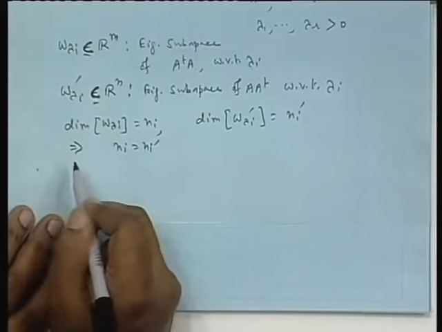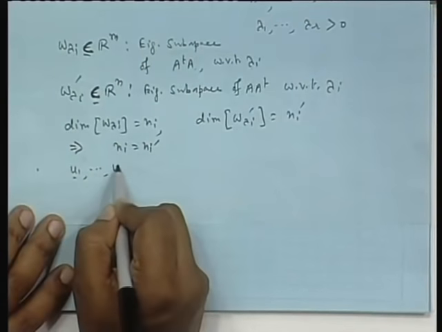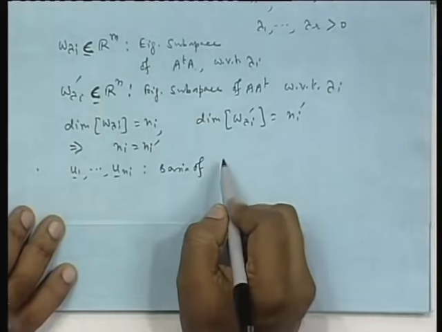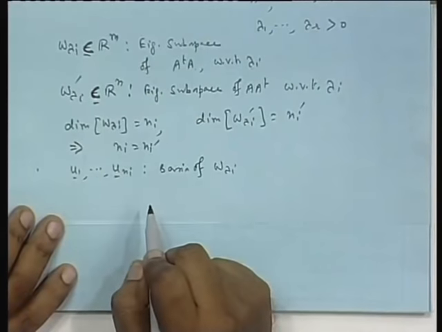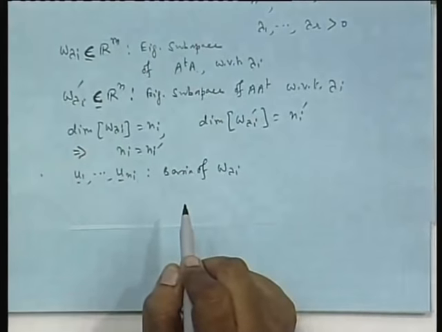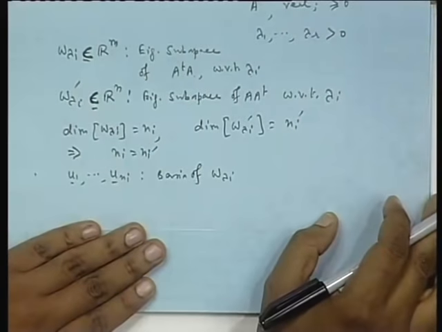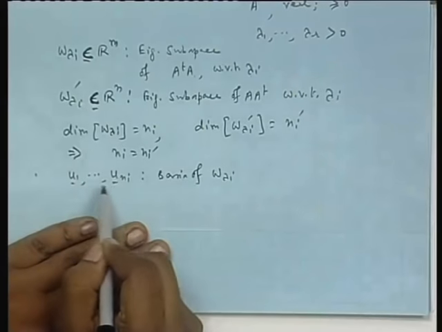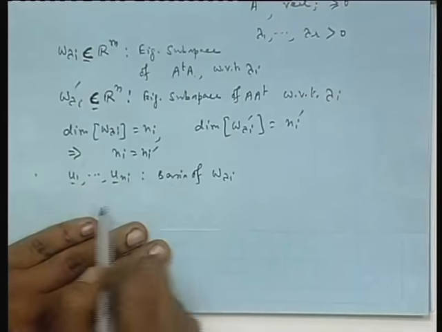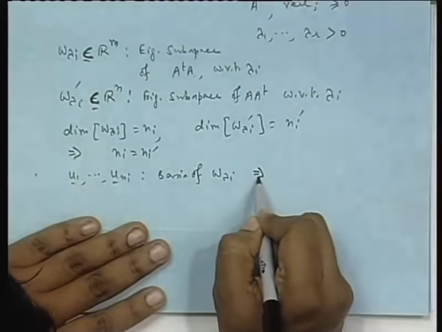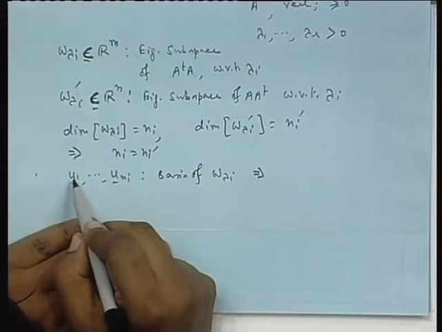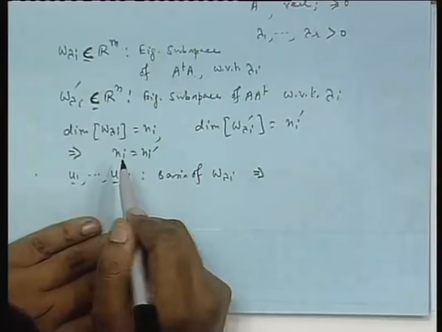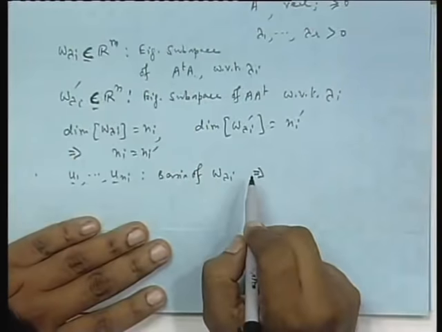Suppose you consider u 1 dot dot dot u n I as a basis of W lambda I. That means each is an eigenvector corresponding to lambda I. This means we have already seen if u1 is an eigenvector of A transpose A, then A u1 also is an eigenvector of A A transpose for the same eigenvalue.